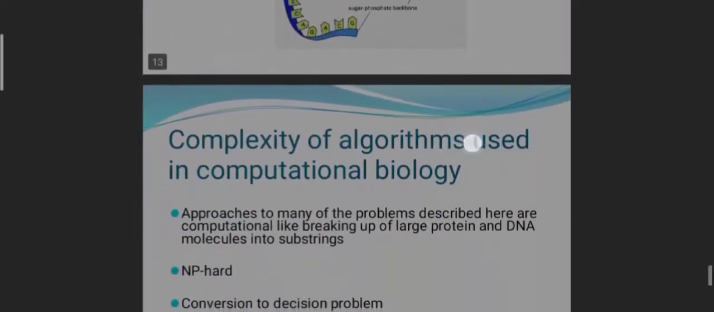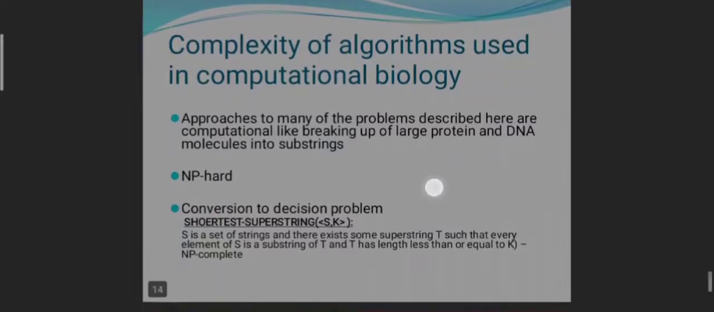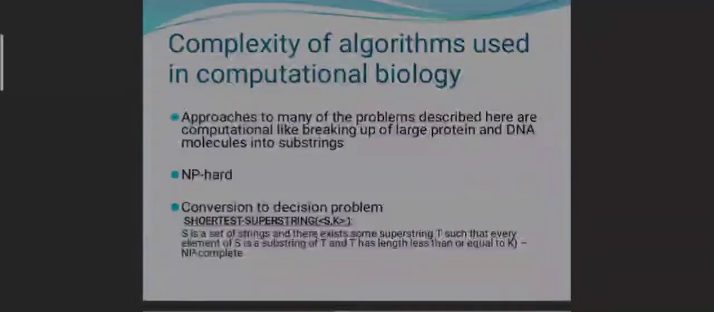Then, complexity of algorithms used in computational biology. Firstly, approaches to many of the problems described here are computational, like breaking up of large protein and DNA molecules into substrings. Then, secondly, it is NP. Then, conversion of a decision problem: S is a set of strings and there exists some superstring T such that every element of S is a substring of T and T has length less than or equal to K.